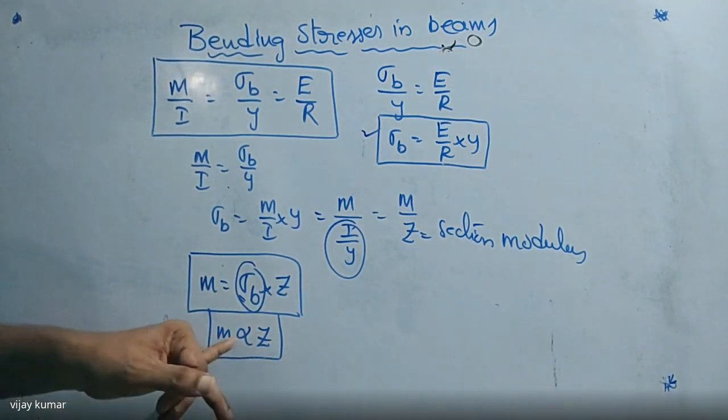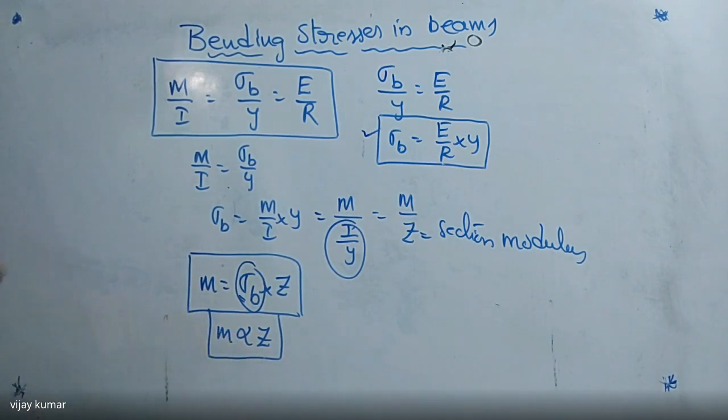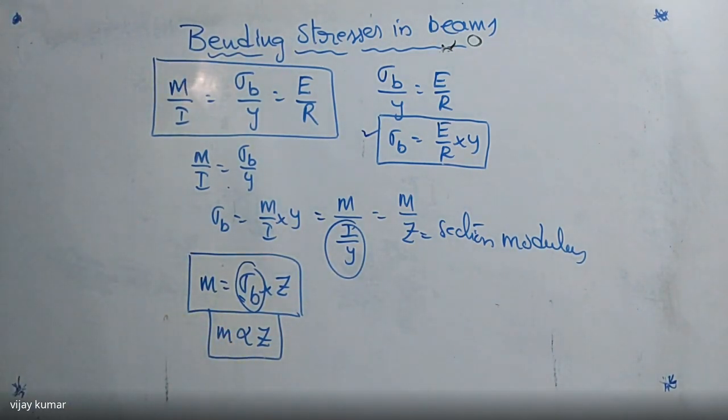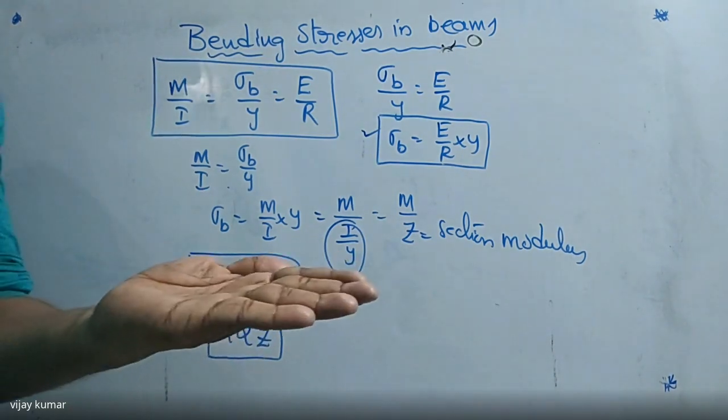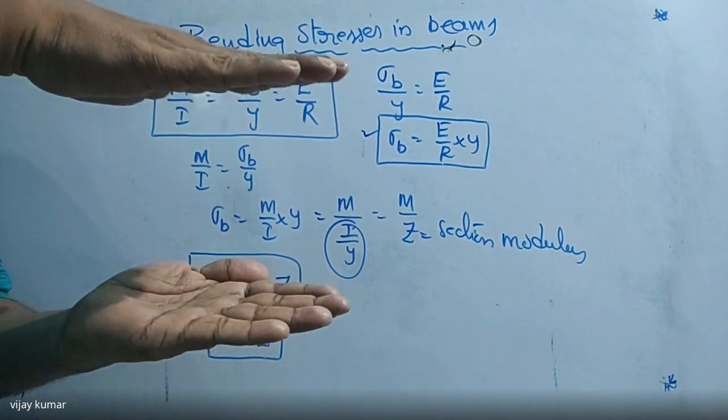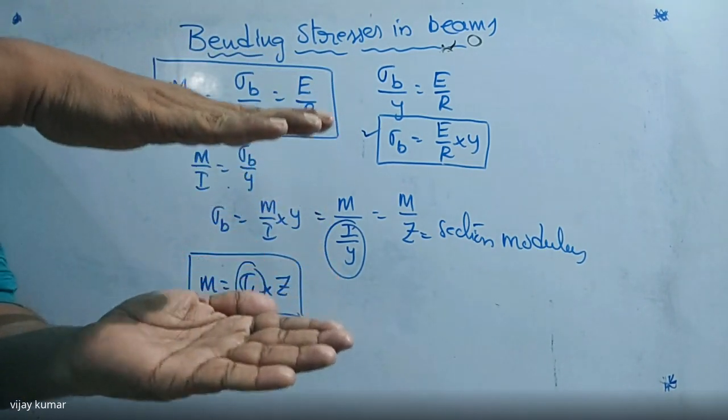When the Z is maximum, M is also maximum. M is nothing but the moment of resistance of the beam. Did you get my point or not? So if you take this is the material, if you add one more, then what about the thickness? The thickness goes on increasing.